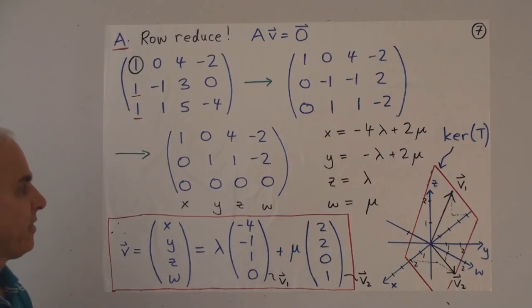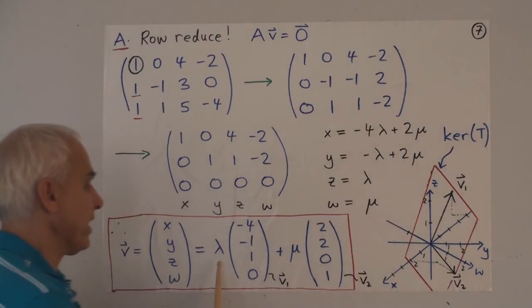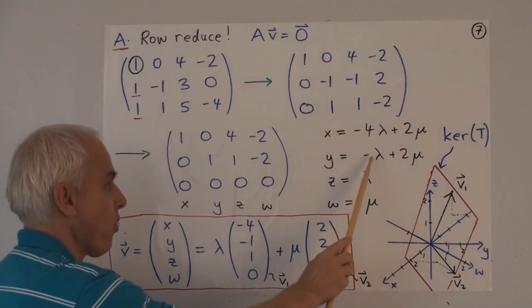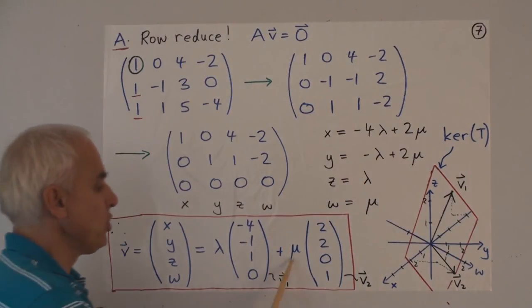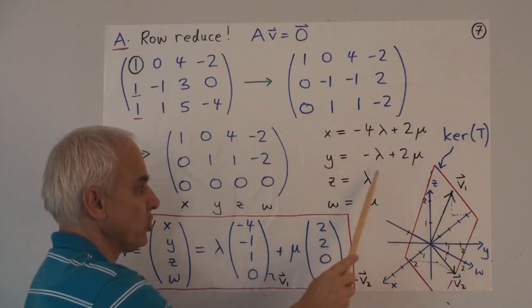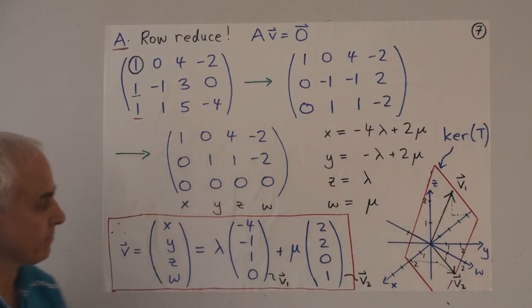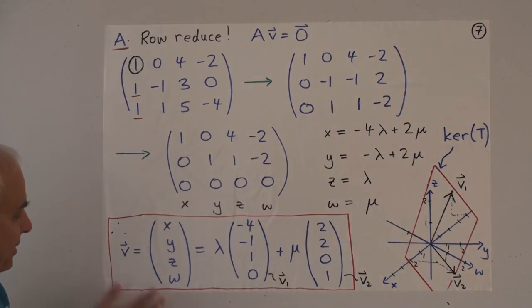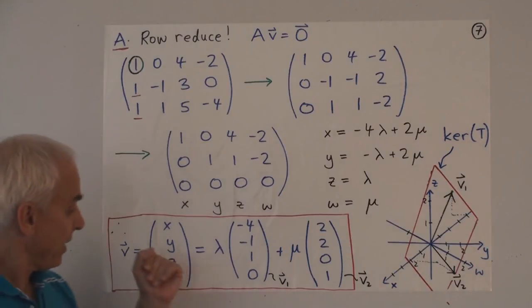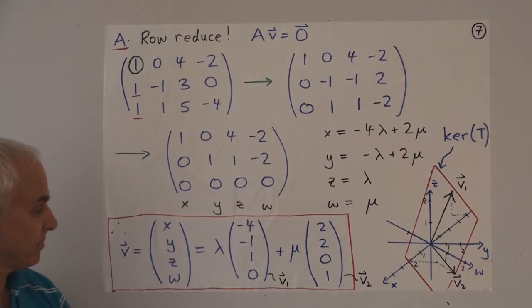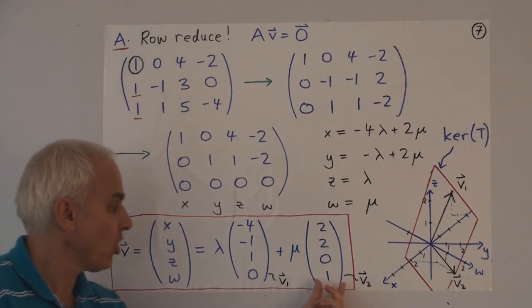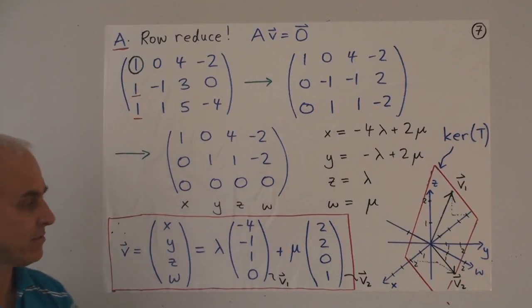We can put it together in a sort of vector form by writing the vector v as x, y, z, w, and just taking this form and writing it as lambda times the vector (-4, -1, 1, 0), plus mu times the vector (2, 2, 0, 1). Now this is very nice. It's showing us that any vector v that satisfies A times v equals 0 is a linear combination of these two particular vectors.